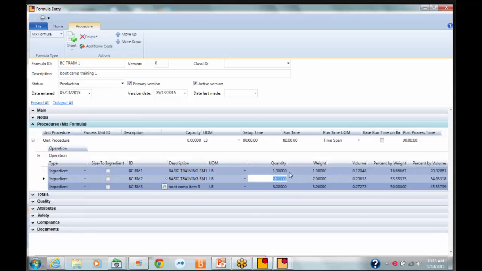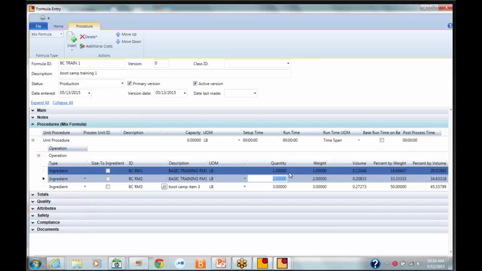When people talk about a formula, at least at the basic level, this is what they're talking about. Here are my raw materials, here are their relative quantities. Know that what is important from the quantity perspective is the relative quantities. We really don't care what the total number is. We care that the quantities are correct in relation to each other. The total quantity is going to come back later when we deal with the finished good, so you really don't have to worry about it here.